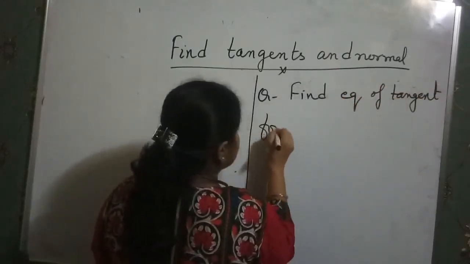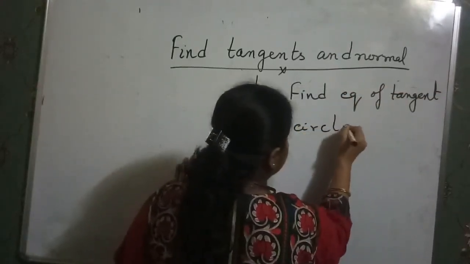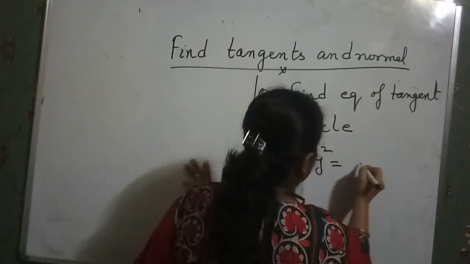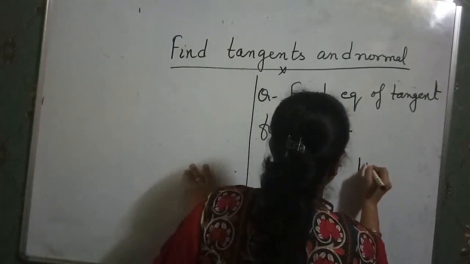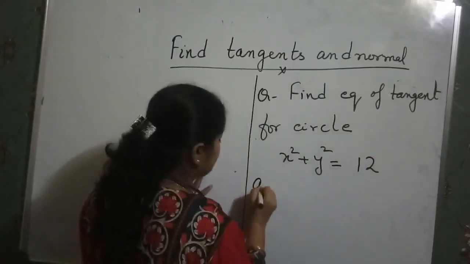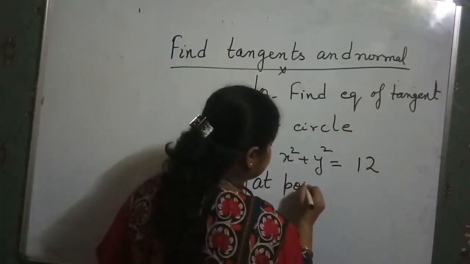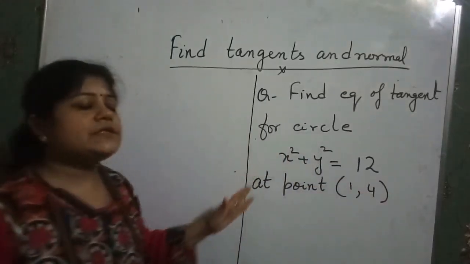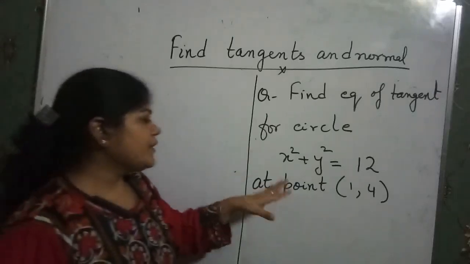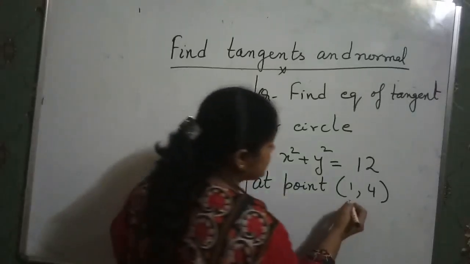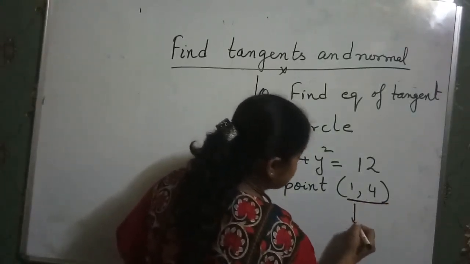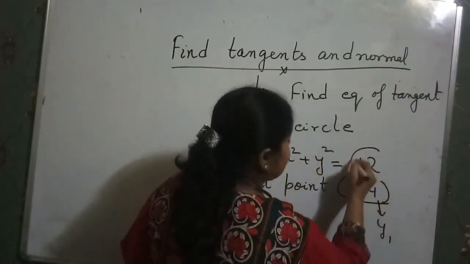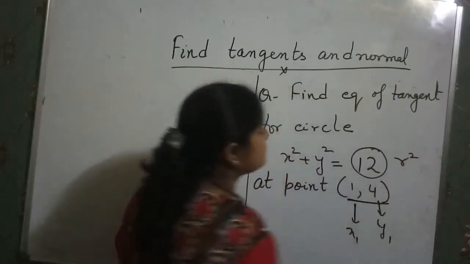for circle x square plus y square is equal to, let it be 12, at point (1, 4). In this type of question, what is (1, 4)? This is x1 and this is y1. Clear? And this is the value of r square.